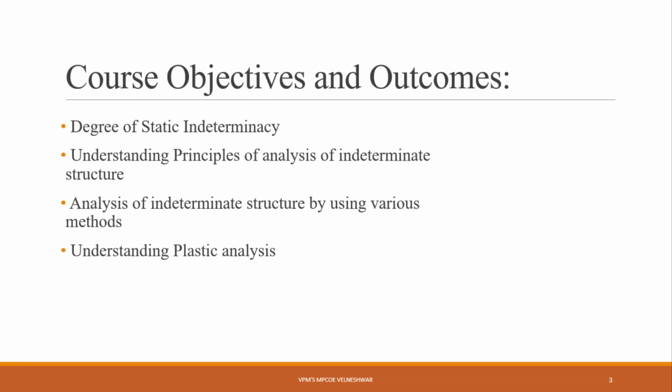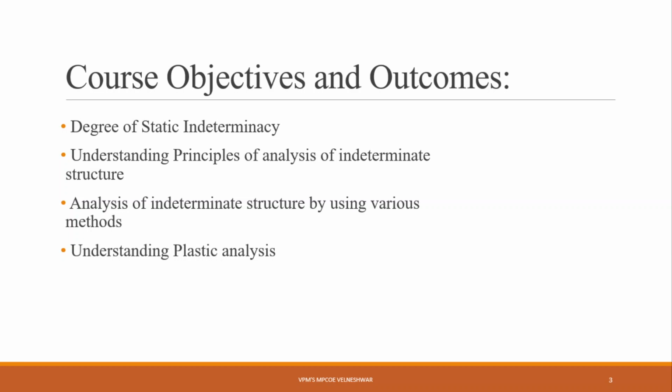Okay, so we'll see what are the course objectives and outcomes of the subject. Means after completion of this subject, what you will earn, what you will learn, we'll see. So first, we will be able to calculate the degree of static indeterminacy. Once you complete this subject, you will be able to calculate the degree of static indeterminacy. Now, what is meant by degree of static indeterminacy?